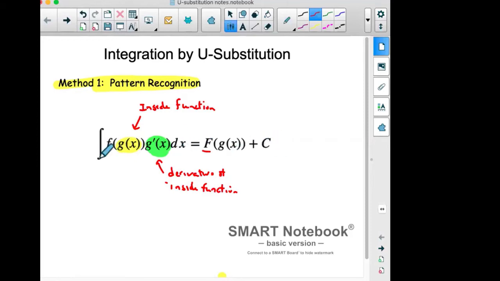Now, this looks a little complex when you see the pattern like this. As we work through it, it becomes much easier. So I'm going to do an example next to make this make more sense.